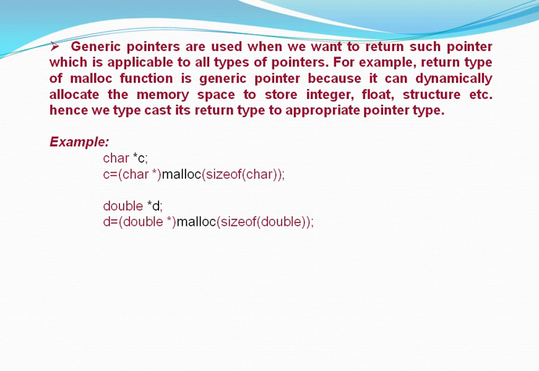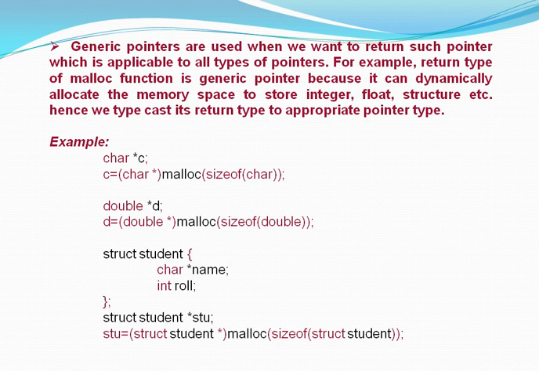Now if you want to allocate memory to a double variable, first you create the pointer variable as double type. So double *d, and d = (double *)malloc(sizeof(double)). Now if you want to allocate memory to a struct node pointer type, you can write struct student. In student you can create one character pointer variable as name, and integer roll number. Now you can create one variable for the structure, so you write struct student *stu. Now you have to allocate the memory, so you write stu = (struct student *)malloc(sizeof(struct student)).